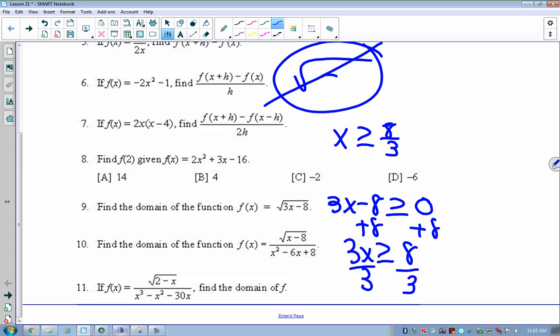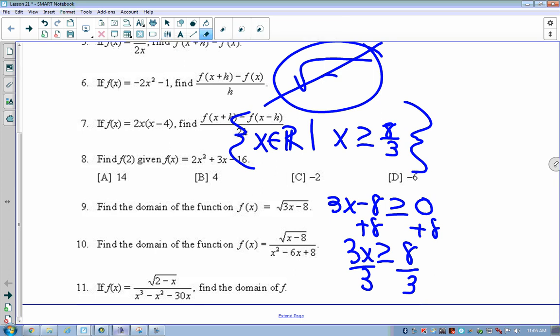Okay, what are we at here, 9 or 8? 9. Yeah. So the way we write this is we say x is a set of all real values such that x has to be greater than or equal to 8/3. That's how we write the domain. Do we understand? Yes or no?